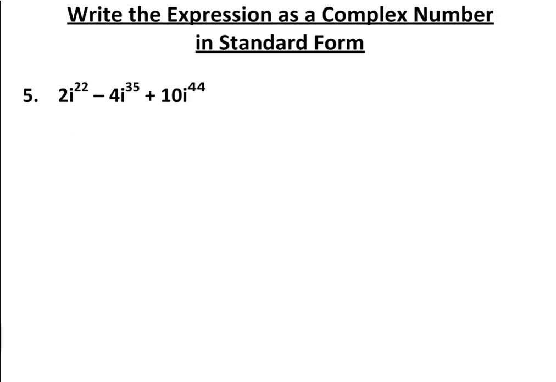Now this problem is a little bit different. It's not to actually get you guys to combine like terms, because I don't actually have any common terms. If you think about these as being x to the 22nd, x to the 35th, and x to the 44th, I wouldn't be able to combine like terms because none of them are the same. But I want you to simplify this because this needs to be in standard form, or a plus bi. And I don't have any real components, and I don't have anything just to the i. So how do we do this?